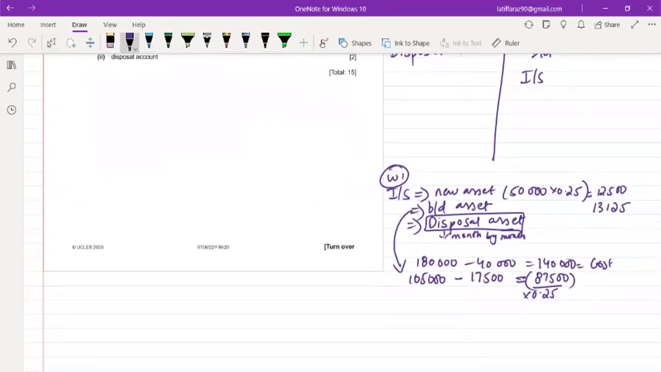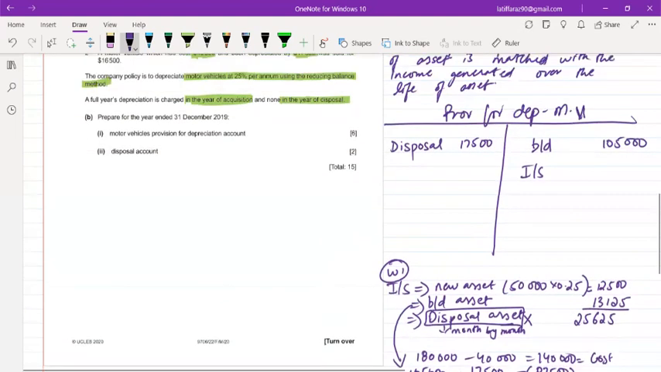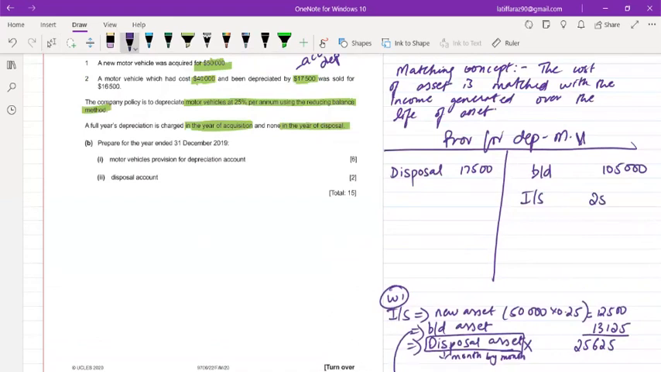Okay. So we will simply calculate the total of this. So it will be 25,625. Okay. And we will enter it, 25,625. Now we can balance off our accounts. So the carried down balance will be 113,125 and brought down will be the same.